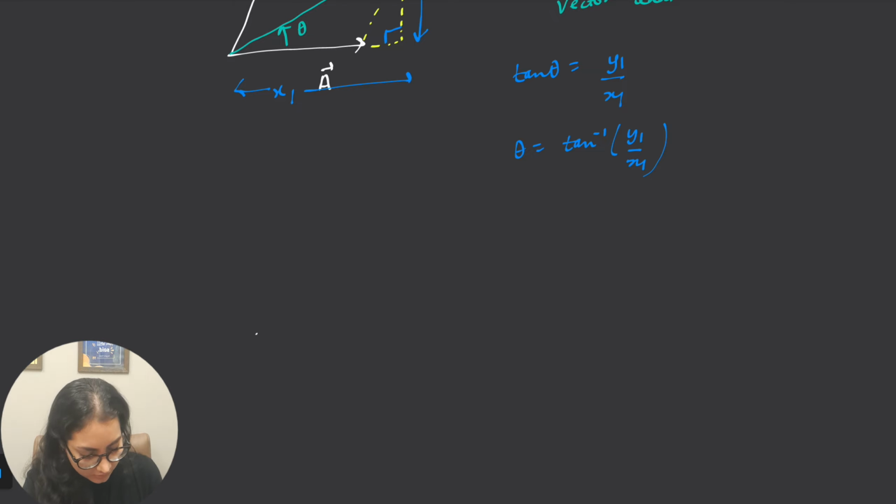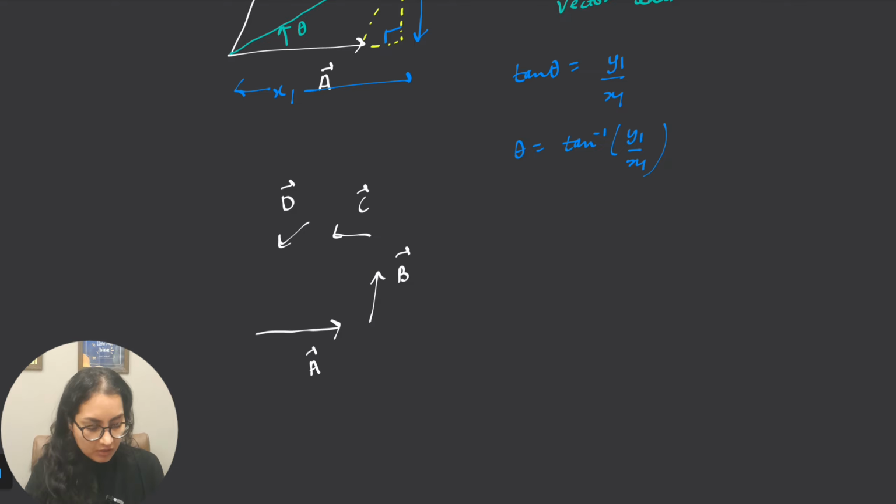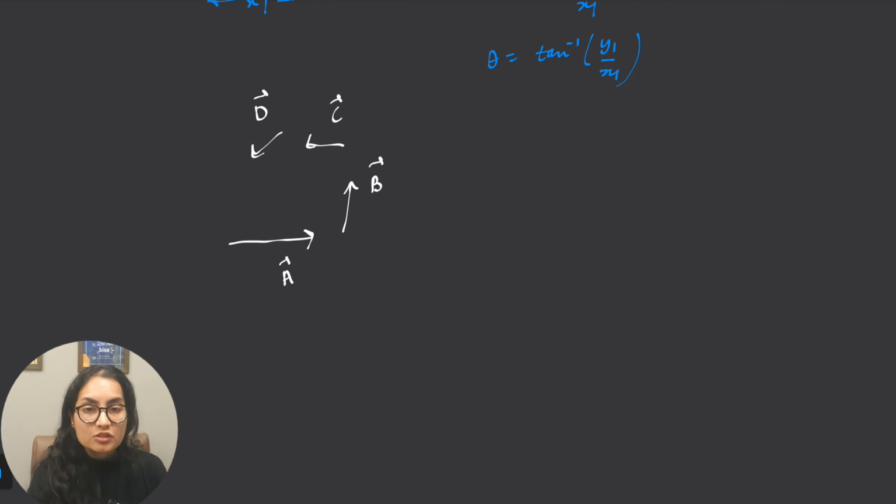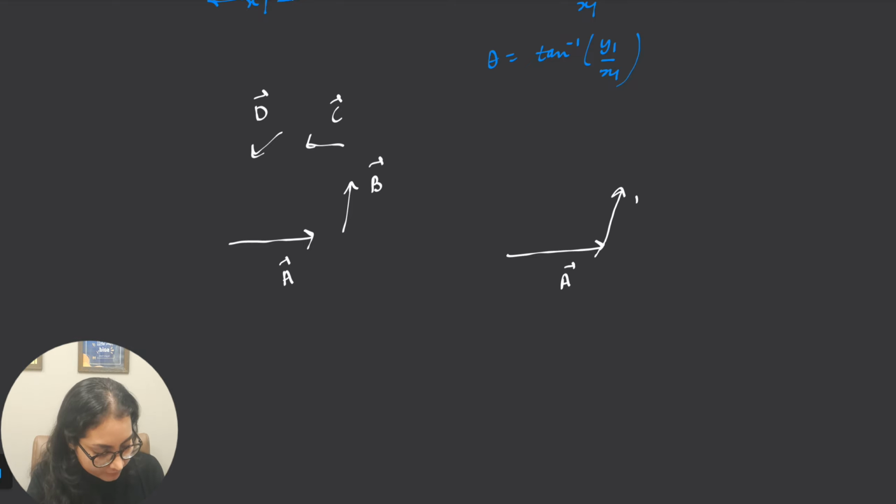For example, this is my A vector, this is my B vector, this is my C vector, this is my D vector. I have learned how to add two vectors, but how do we add more than two vectors? By the graphical method. So let's just draw these vectors head to tail, head to tail. So write down the A vector. On top of the head of A vector, place the B vector. Then on the head of B vector, place the C vector. On the head of C vector, place the D vector.